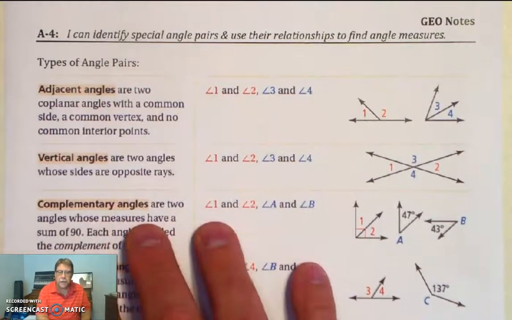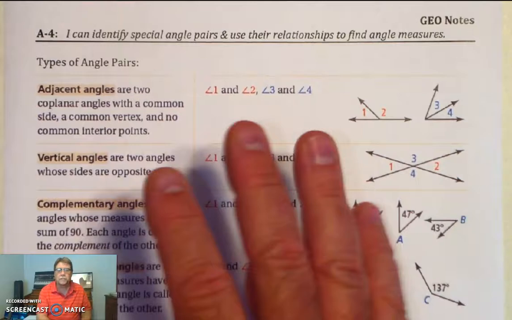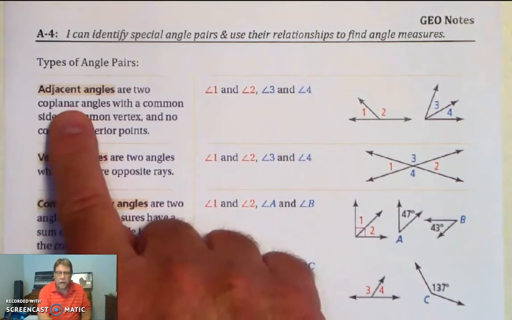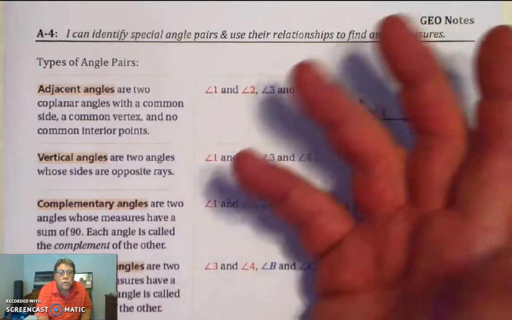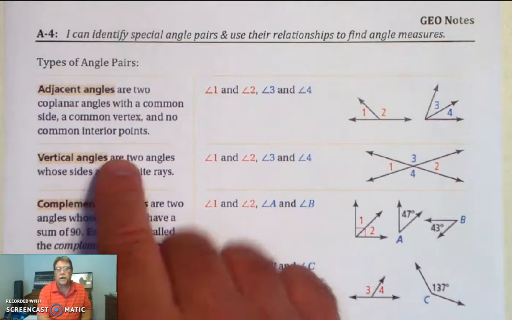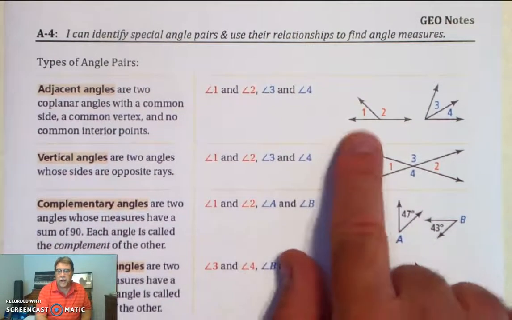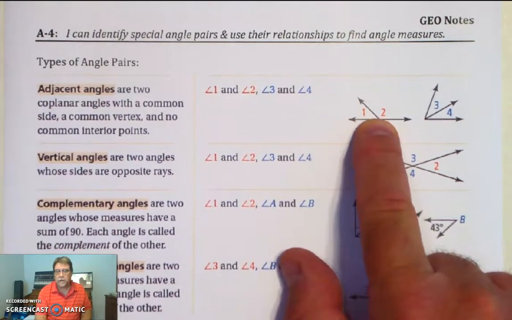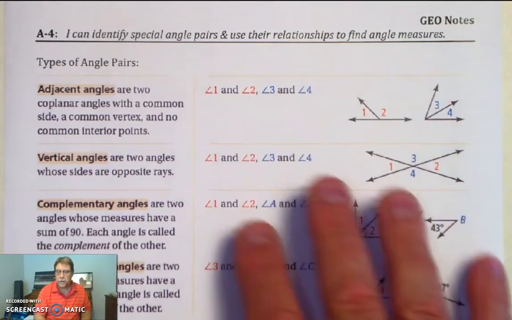So there's various types of angles that you want to look for, and you want to start training yourself to look for these angles when you're seeing diagrams like you see over here on the right. Adjacent angles, we don't use them a whole lot, but it is nice to know what you're looking for. Adjacent angles are two angles that are basically right next to each other. They have a common side right here, and they share a common vertex. They're also coplanar, so they're on the same plane, which is kind of important, but that's really not going to be an issue for us.